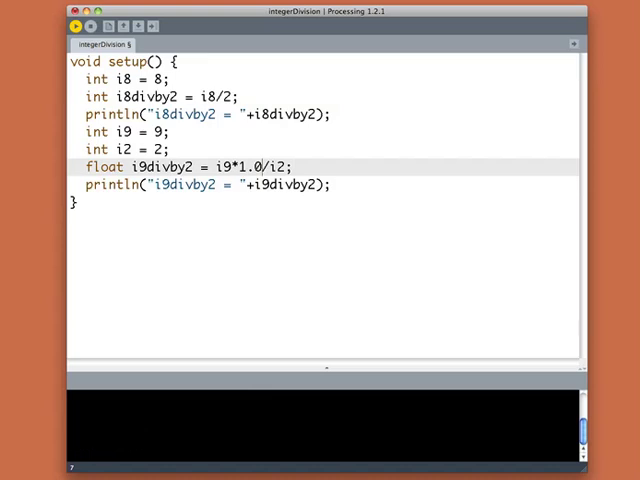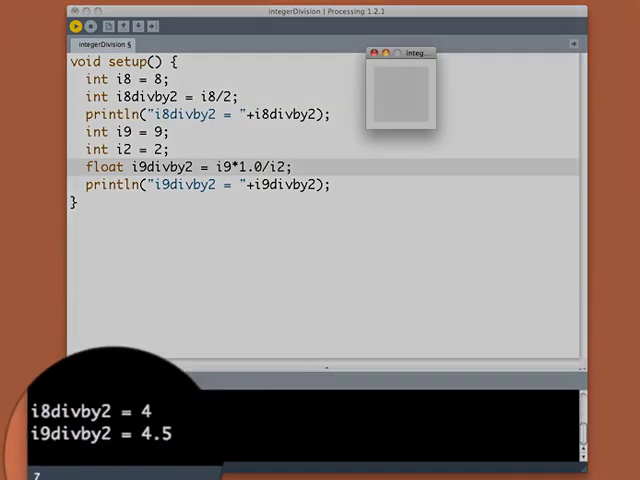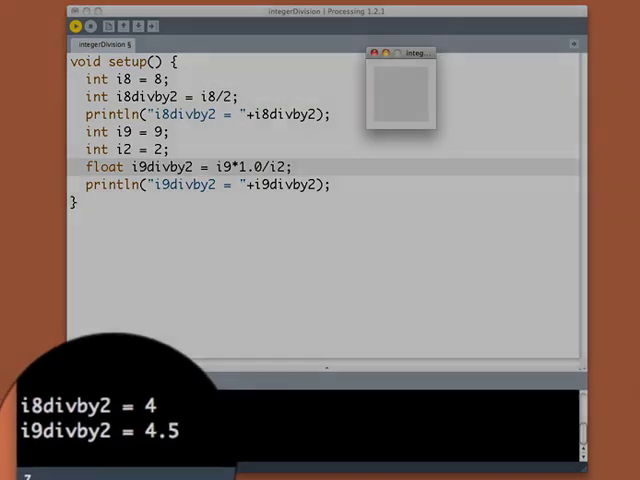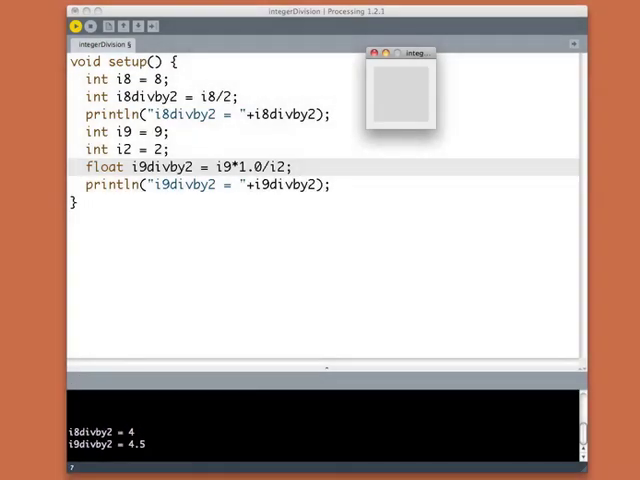So let's go ahead and run this and see if we get 4.5. And sure enough, we do. So you will see me do that all the time. Mathematically, it doesn't help much. Multiplying something by 1 doesn't change its value. But in this case, multiplying I9 by 1.0 turns I9 into a float.